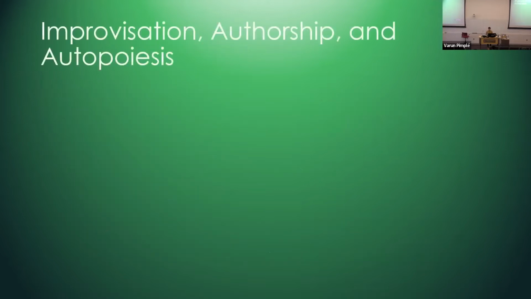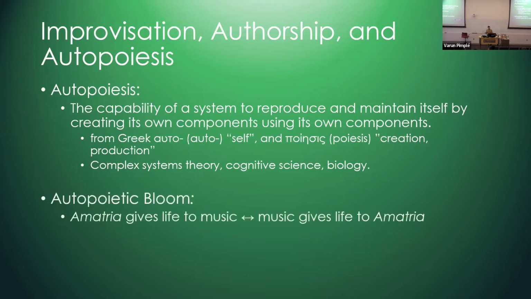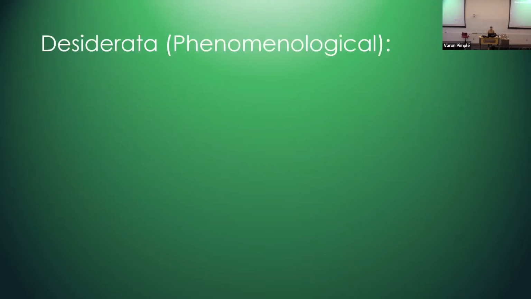And so that's where the title of the piece comes from, autopoiesis. Autopoiesis is a term that you may have heard if you are involved in cognitive science or complex systems theory. It comes from the Greek auto and poiesis. Auto means self and poiesis means creation. And all it is, it's a fancy $2 word for the ability of a system to reproduce and maintain itself by creating its own components using its own components. And so the metaphor here, so Amatria or Autopoietic Bloom isn't a literal autopoietic system, unfortunately, but the metaphor is that as Amatria gives life to music, music gives life to Amatria.